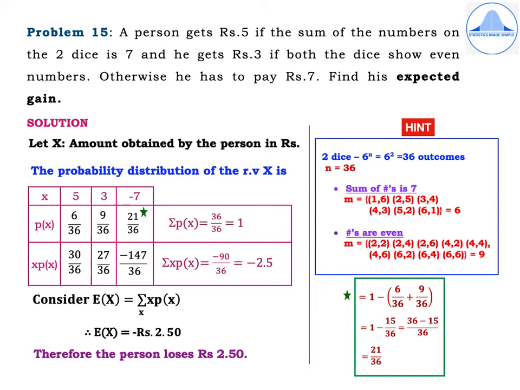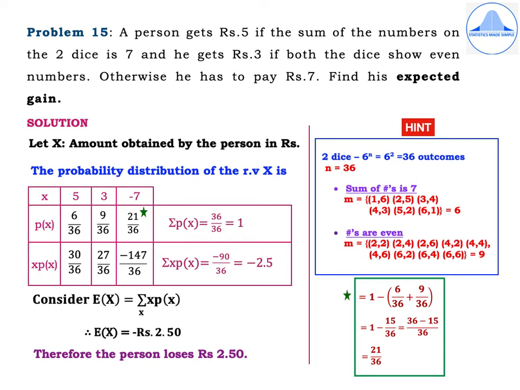Let us start with the hint on the right hand side of the slide. It is mentioned that two dice are rolled. So for a die, we use the formula 6 to the power n, which in this case is 6 square, that is equal to 36 outcomes. In other words, n is equal to 36, which is the total number of outcomes.